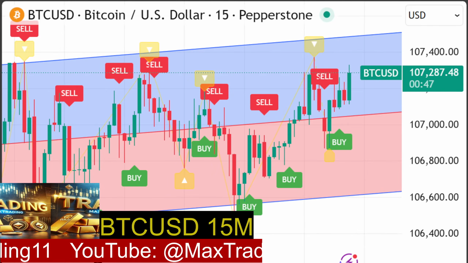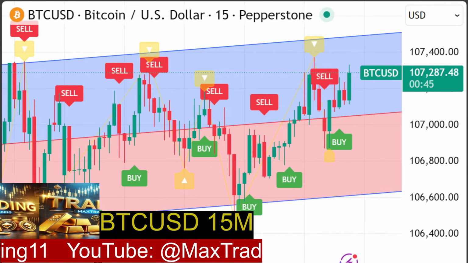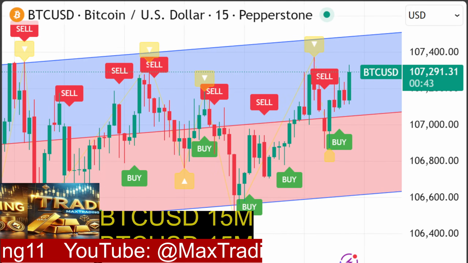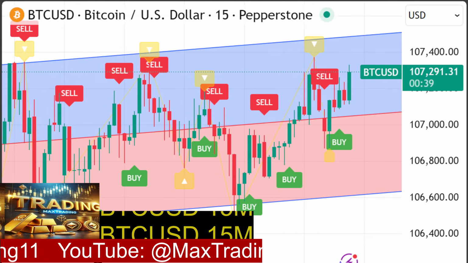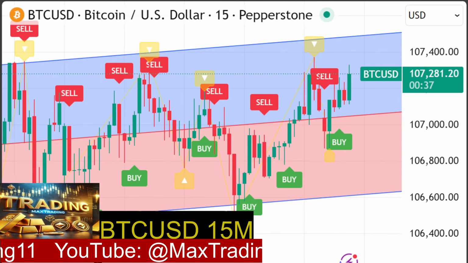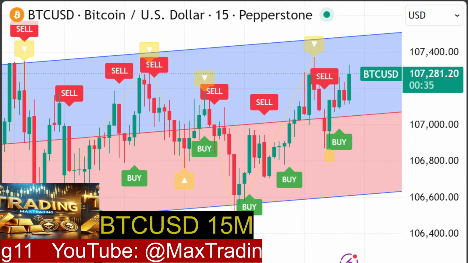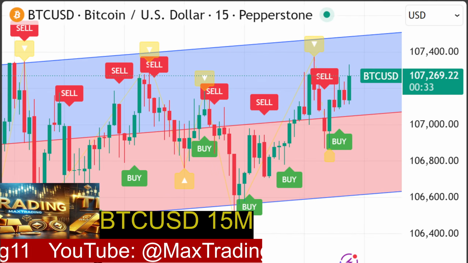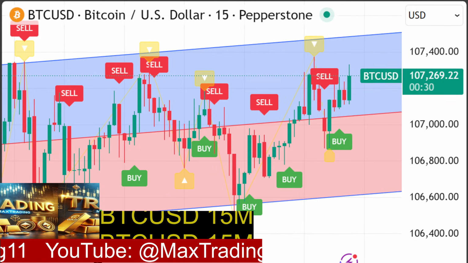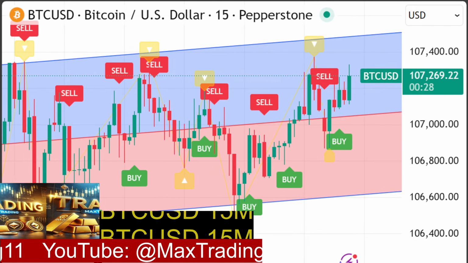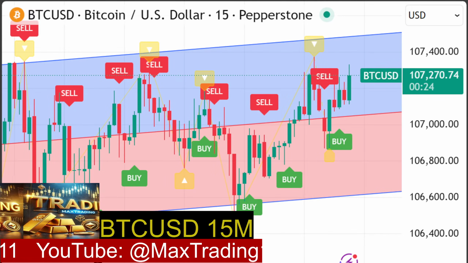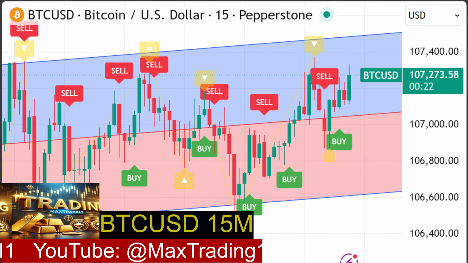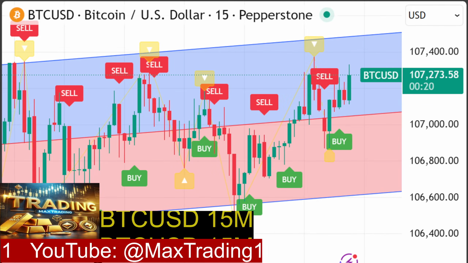Confirmation: candle close, volume spike, or break and retest. Entry: limit order, market order, or scaling in. Risk control: stop loss below the invalidation level. Exit strategy: partial profits, trailing stop, or fixed targets. Without a plan, you're just gambling with charts.